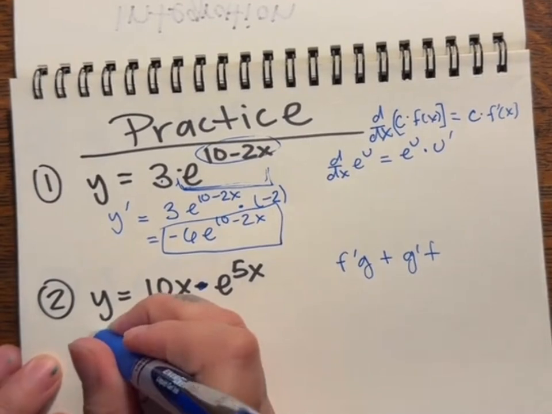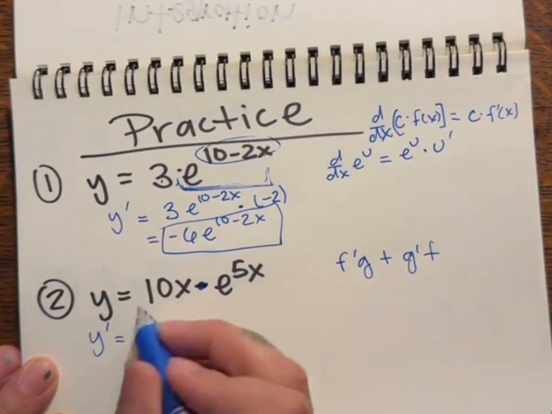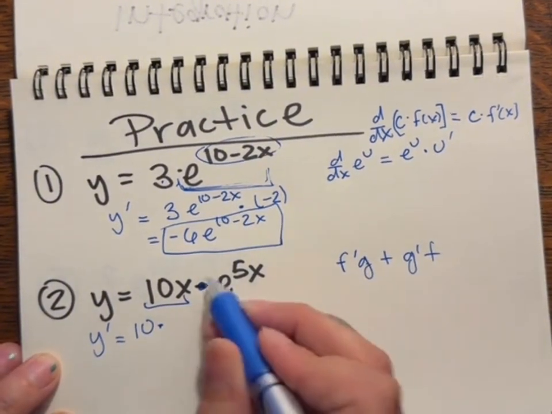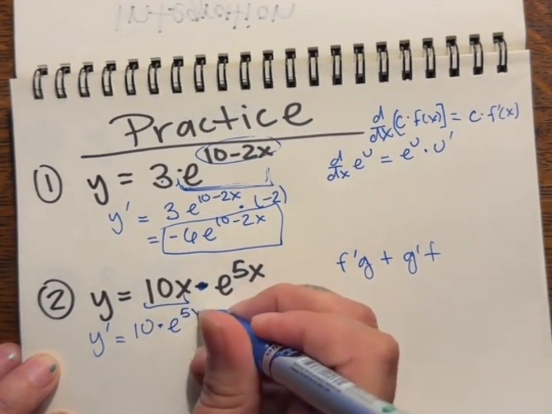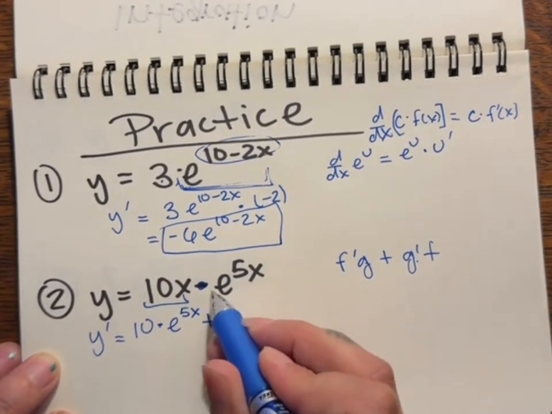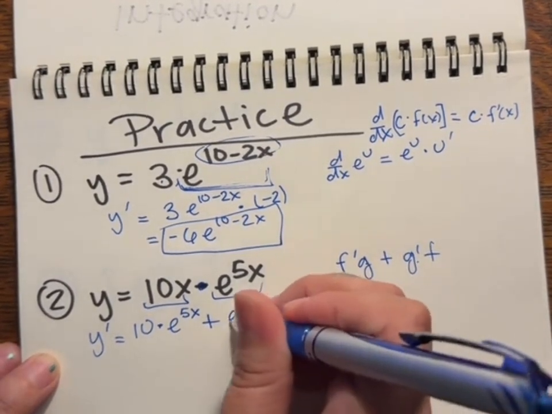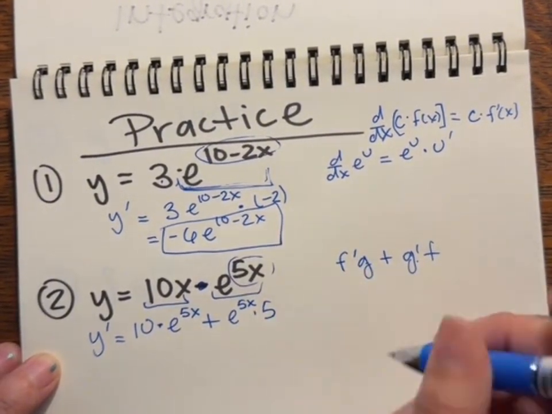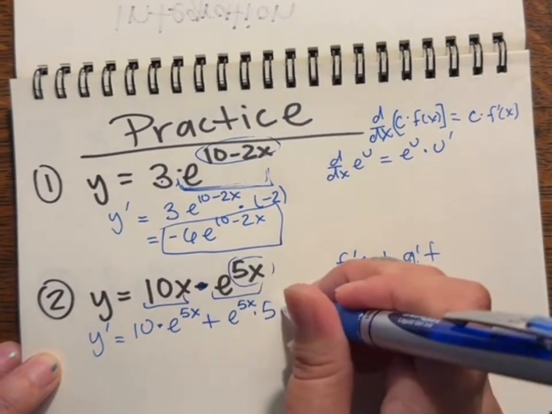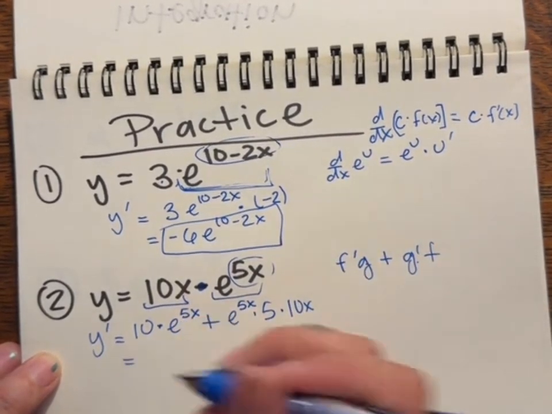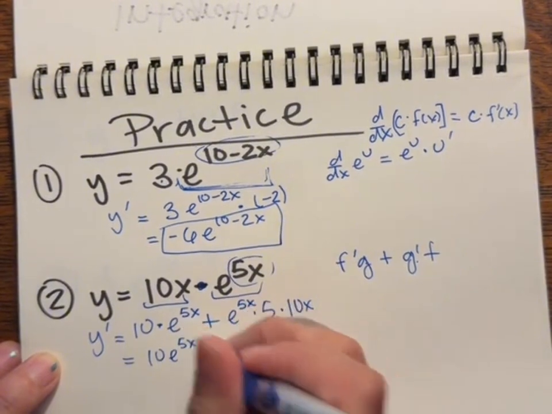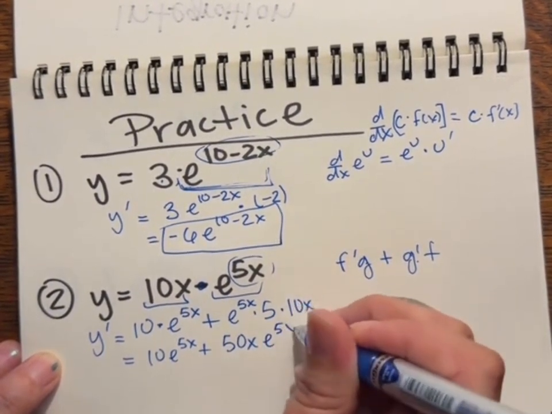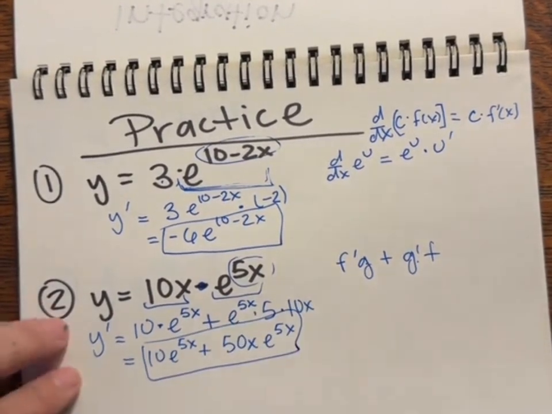So the derivative of this is going to be the derivative of the first function, which is 10, times g, which is just the second function, which is e to the 5x, plus the derivative of the second function, which is e to the 5x, times 5, and then times f, which is 10x. Then simplifying, we get 10e to the 5x plus 5 times 10 is 50x e to the 5x. That's your answer there.